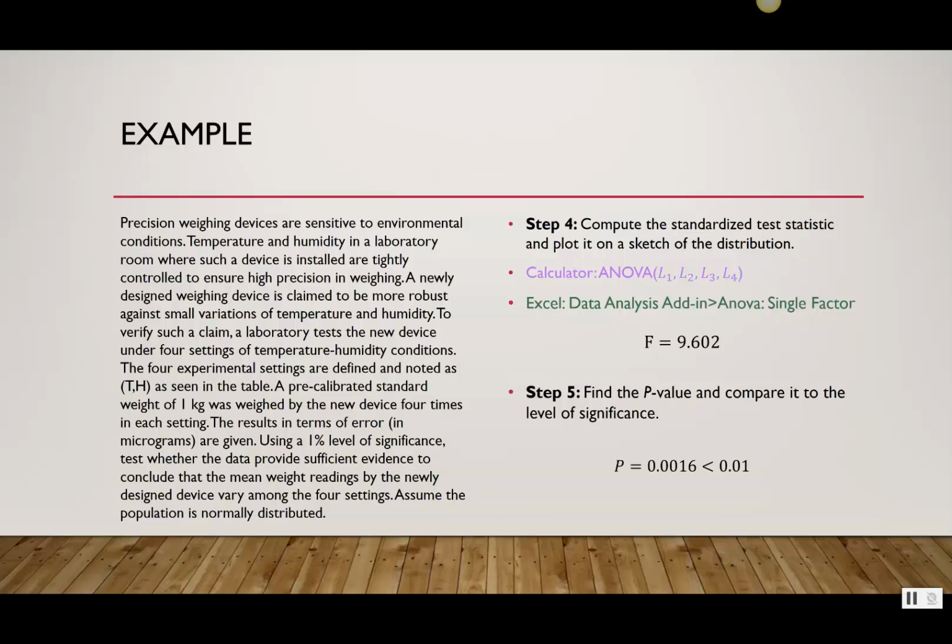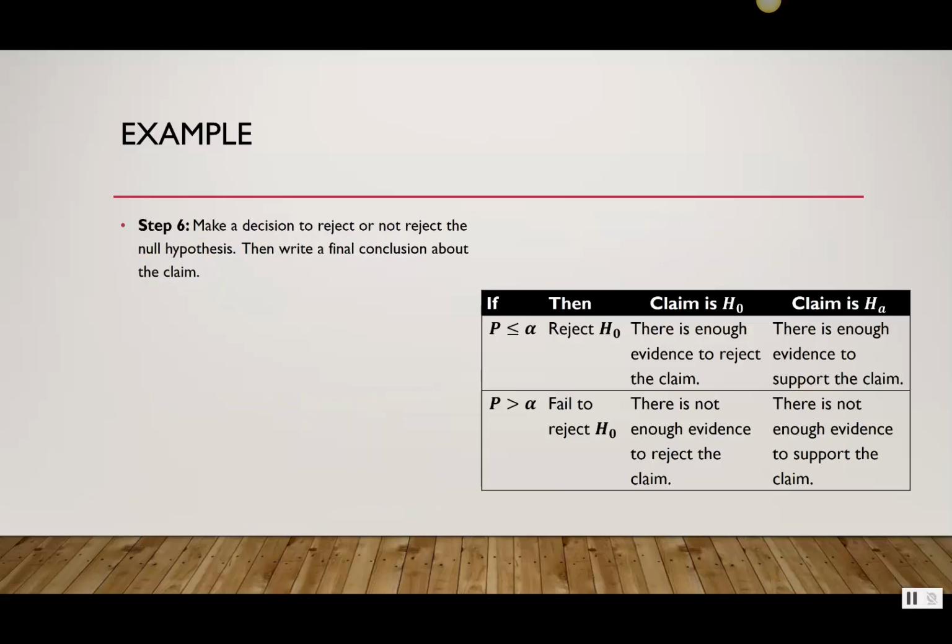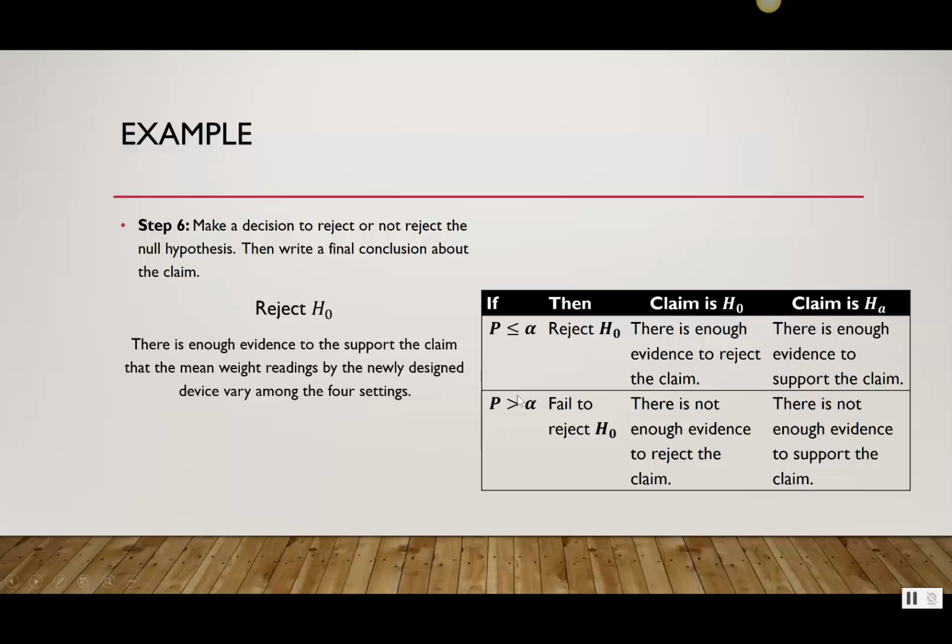If I compare that to the level of significance, the p-value is less than 0.01. So in my last step, I can go to my table to make my decision. When P is less than alpha, I reject H0. And the claim was in the alternative, so there is enough evidence to support the claim. I'll just throw the claim in there in my final statement.